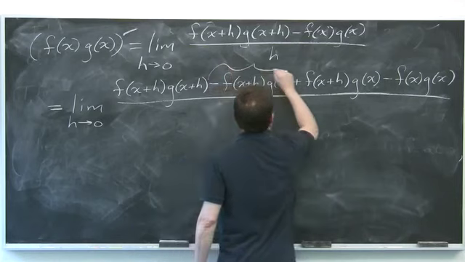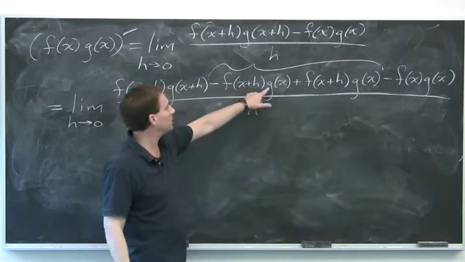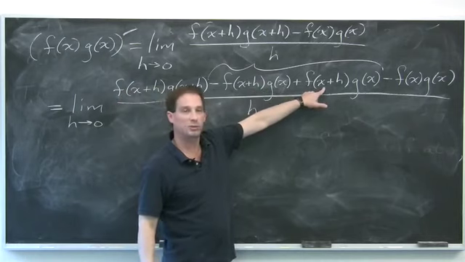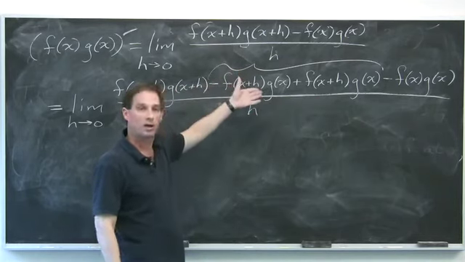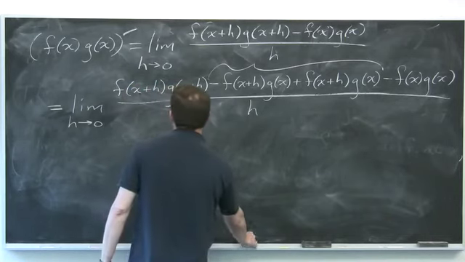this part. I subtracted f of x plus h times g of x, and then I added f of x plus h times g of x. I added 0. So clearly I didn't change anything. How could this possibly be useful?